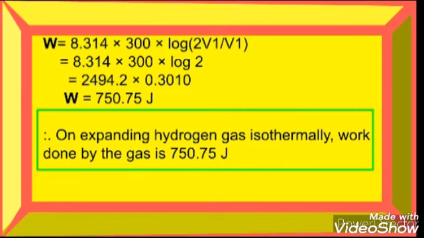So that on expanding hydrogen gas isothermally at 27 degrees Celsius, the work done by the hydrogen gas is 750.75 joules.